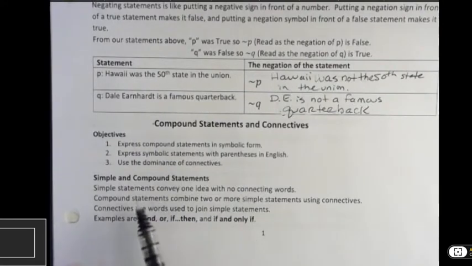So simple statements convey one idea with no connecting words. Compound statements combine two or more simple statements using connectives. And those connectives are these words: and, or, if then, if and only if. So we use connectives to put two statements together.